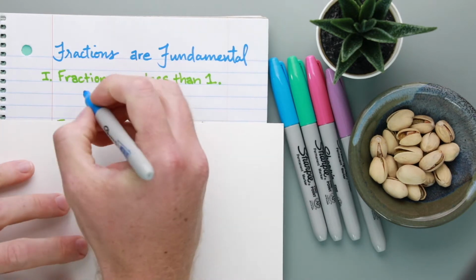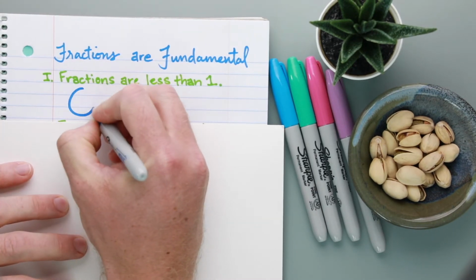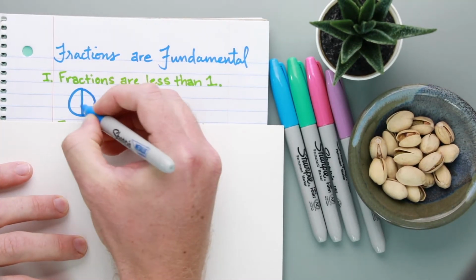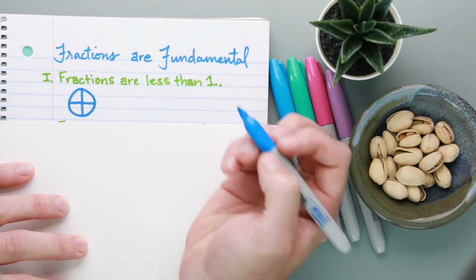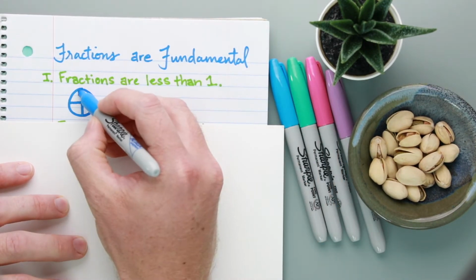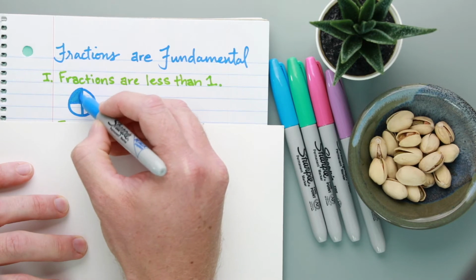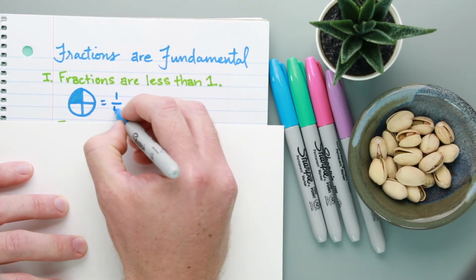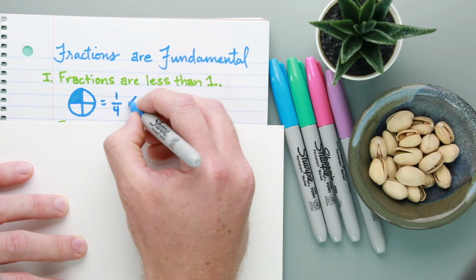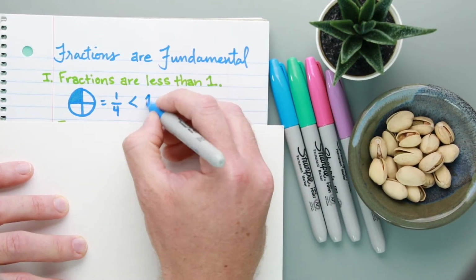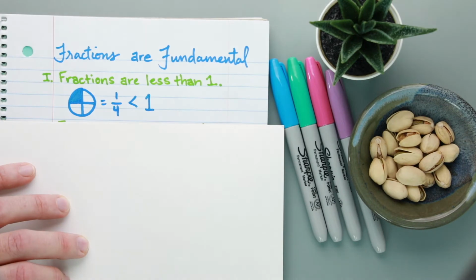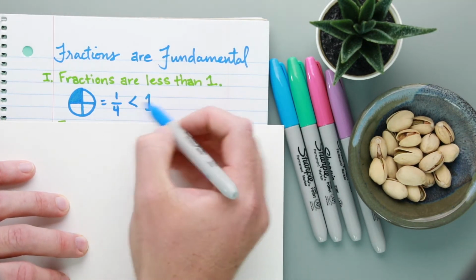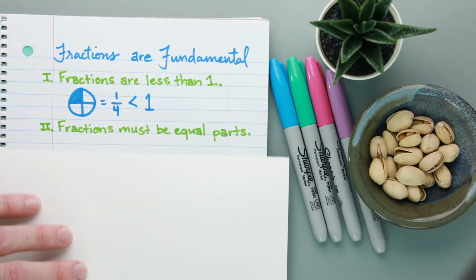Let me give you an example. So if I have a blue pizza, and I divide it up into fourths, and I eat one of those fourths, 1/4, that's a big slice of pizza. That 1/4 is less than 1 whole pizza. Get it? The fraction is less than 1. All right, on to the next one.